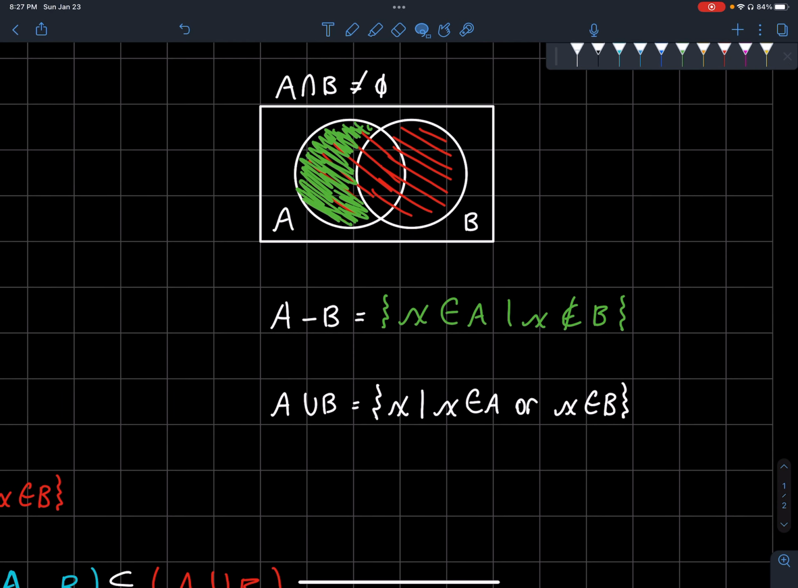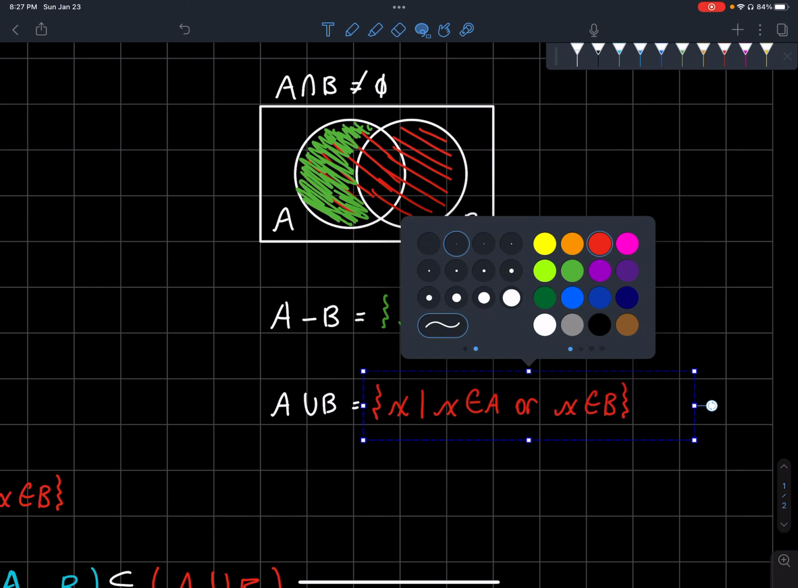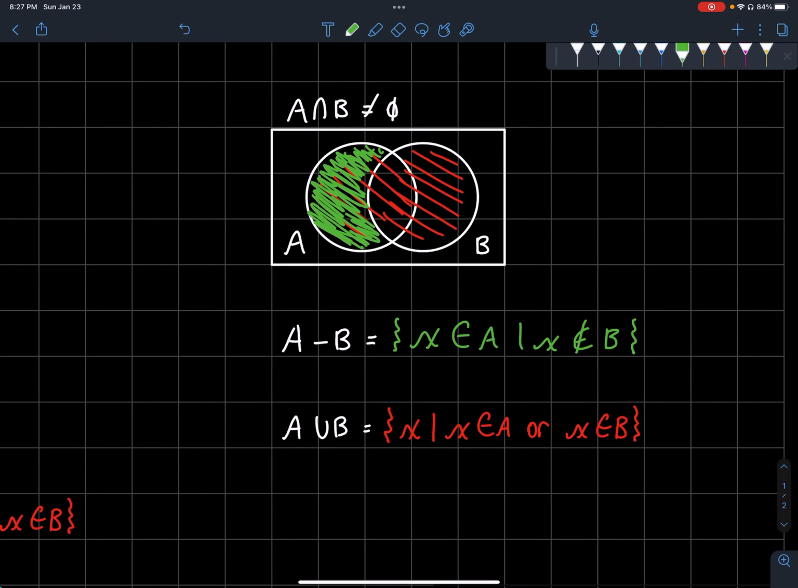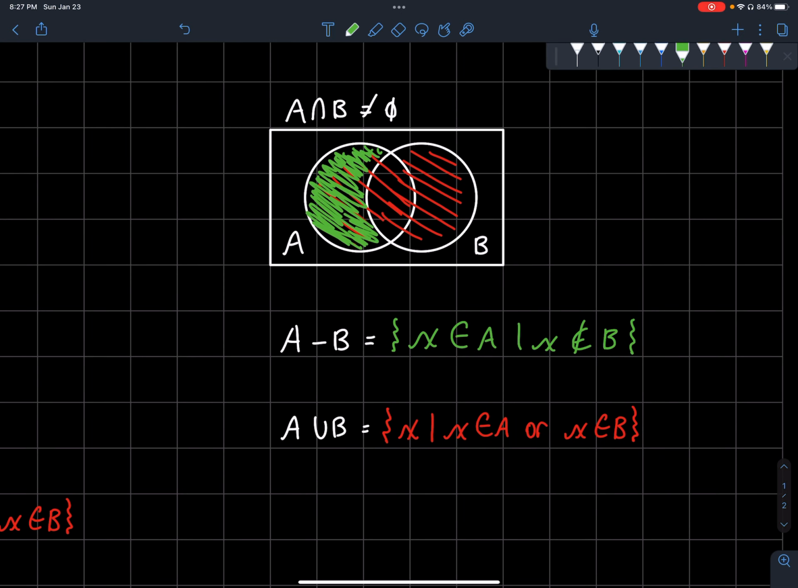Now over here, this is also red. So this is A union B, so that's basically everything in A and everything in B. Now, again, you can write out the formal proof for this, but A minus B contains elements of A, and A union B contains elements of A or B. Therefore, since X can be an element in here and an element in here, A minus B is a subset of A union B.